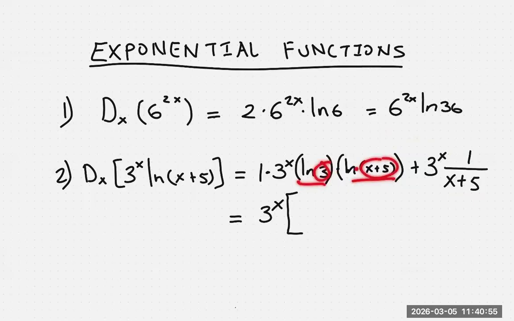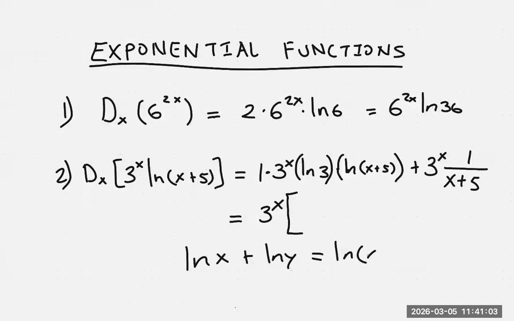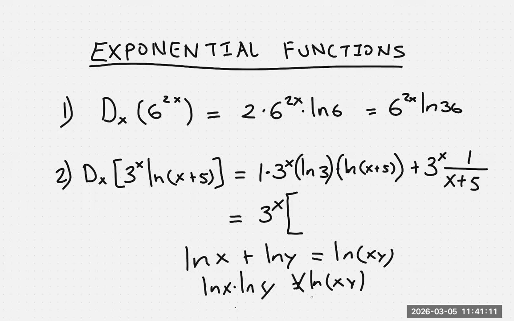Don't make that mistake. Don't create your own rules. There's a rule that says ln x plus ln y is equal to ln x times y. There is no rule that says ln x times ln y is equal to ln xy as well. That's wrong. So please don't make that mistake. You can't do anything with this except to leave it as it is, or work them out if you know the numbers or don't know the x.